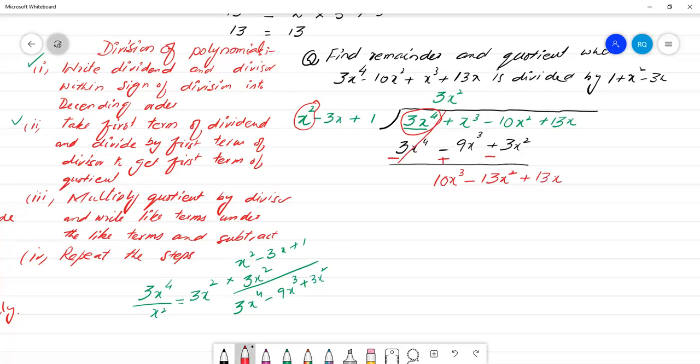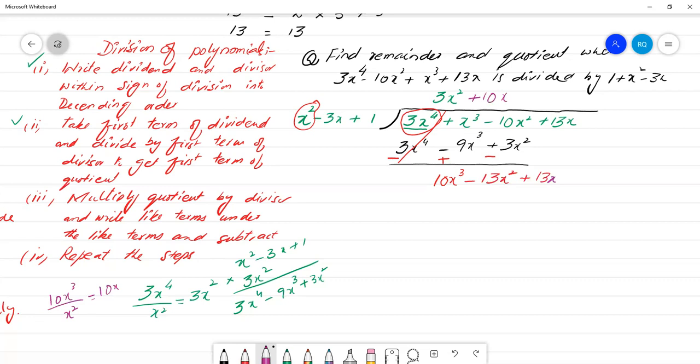Again, you have to repeat the step. Take the first term. The first term of this expression is 10x cube. So you write 10x cube over here, divided by the first term x square of this divisor, because now this expression becomes the dividend and the second expression becomes the divisor. After simplification, you will get 10x. So you have to write plus 10x.